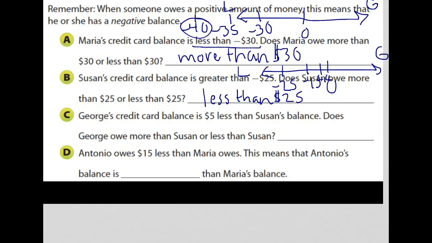Okay. Last one, we'll do letter C. We'll leave out letter D. I'll put an X on D. Letter C. George's credit card balance is $5 less than Susan's balance. Does George owe more than Susan or less than Susan?